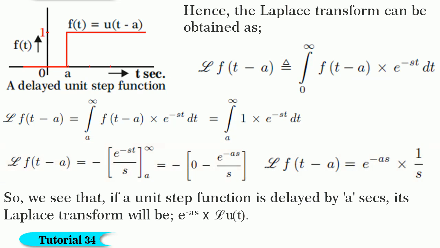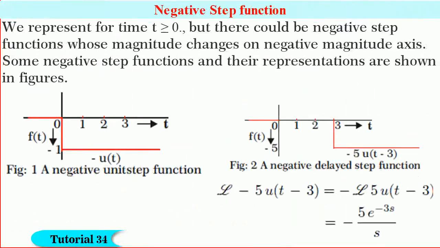So, we see that if a unit step function is delayed by say a seconds, its Laplace transform will be e to the power of minus as into L of u of t. Hope you got it. Friends, now let us see what is a negative step function.